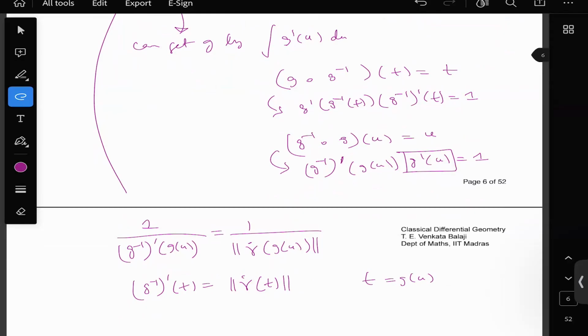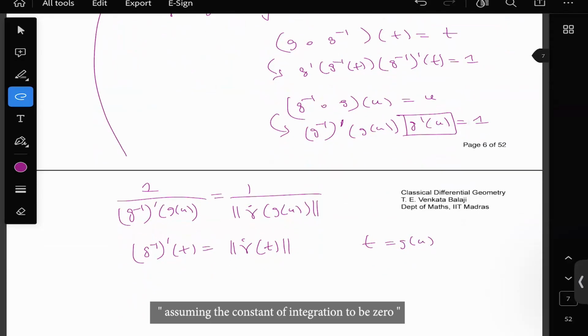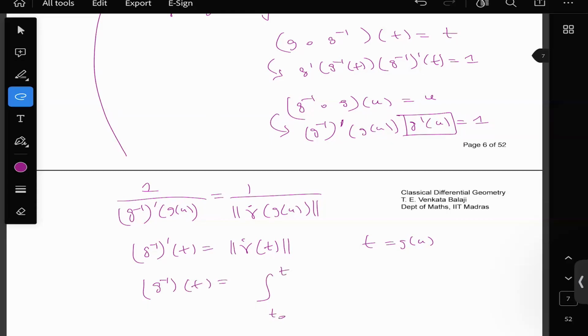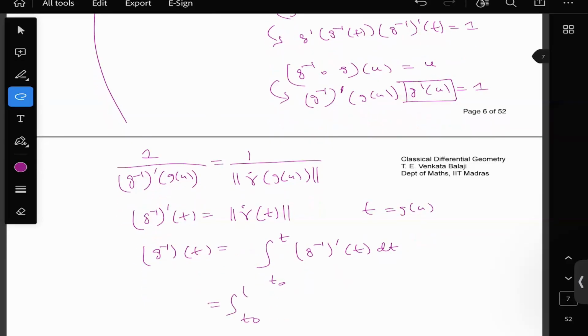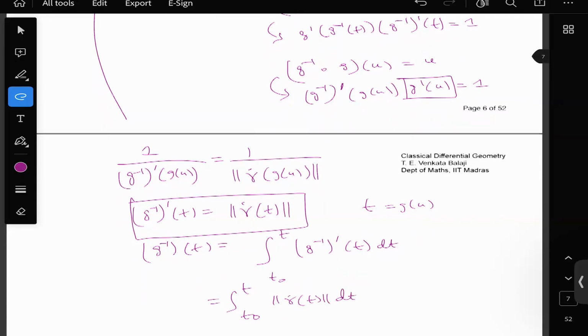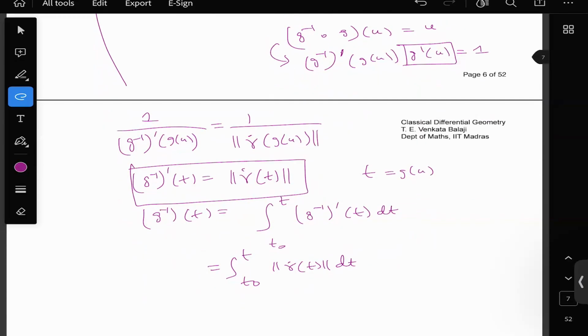Okay, and what is the advantage of that? The advantage of that is, now if I integrate this, g inverse of t is therefore the integral from t naught to, let us say, t of g inverse dash of t dt. Okay, and that is equal to the integral t naught to t. What is g inverse dash? It is norm gamma dot. So it will be norm gamma dot of t dt. But what is norm gamma dot? Norm gamma dot is the speed.